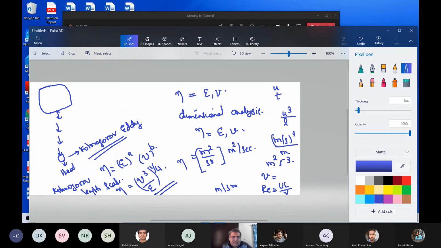Similarly, you can get expressions for the Kolmogorov time scale and the Kolmogorov velocity scale. Actually, you have to do this. This I am not doing; you do it yourself. Just by doing dimensional analysis, you should be able to get an expression for the Kolmogorov time scale and Kolmogorov velocity scale. Okay, so with this, I'm going to stop here today.